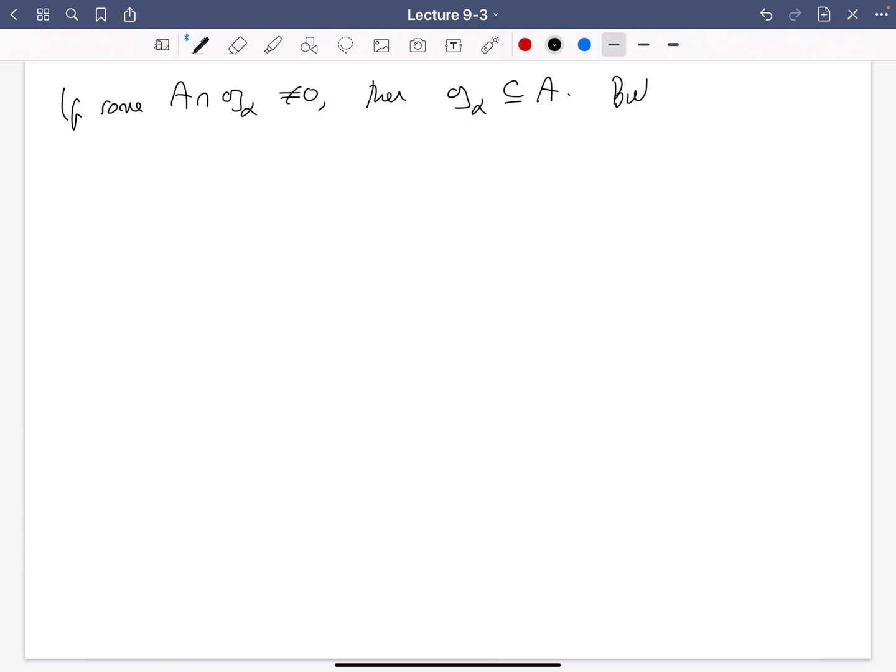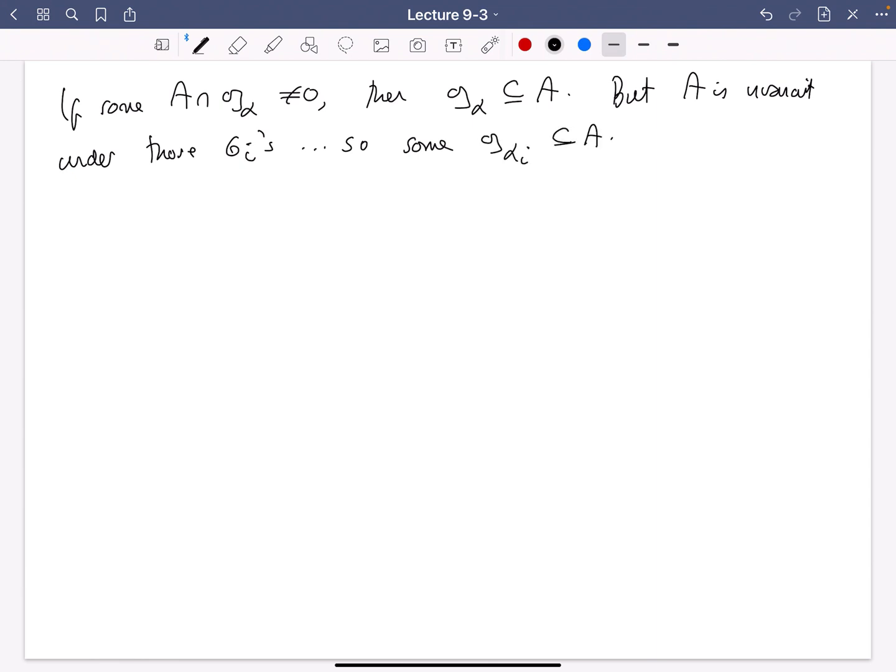But A is invariant under those sigma i's that I defined before, right? Because it's an ideal, and the sigma i's are just applying ad of e_i or ad of minus f_i to it. So yes, A is invariant under those sigma i's. So once you've got some G alpha in A, you get that some G alpha_i is in A.